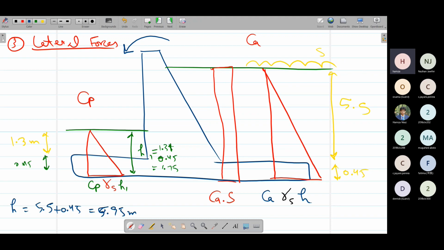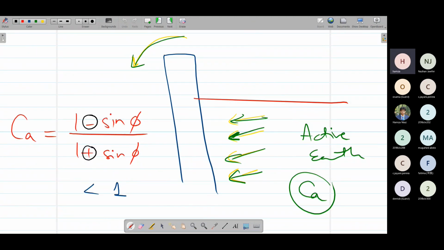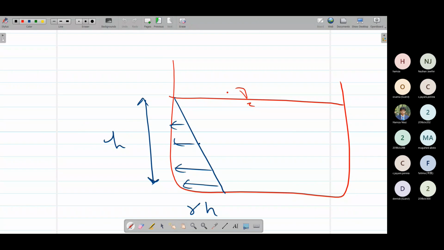So after calculating this pressure, how are we going to determine the forces, because we need the forces. The forces are simple, the area of this pressure diagram. For example, we call the force generated by soil, the active force, H1, this force H2, and this passive force H3. So H1, H2, H3 are simple areas of these.